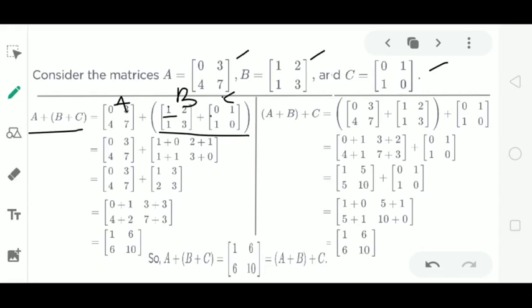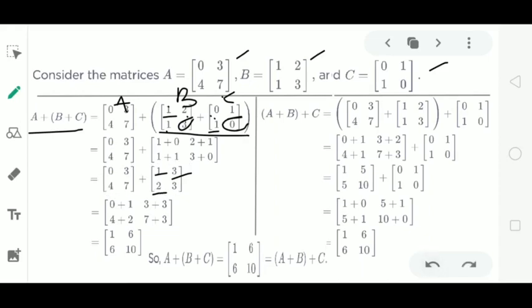1 plus 0 is 1. 2 plus 1 is 3. 1 plus 1 is 2. 3 plus 0 is 3. So this is B plus C. Next we have the first term, matrix A, plus the result of B plus C.